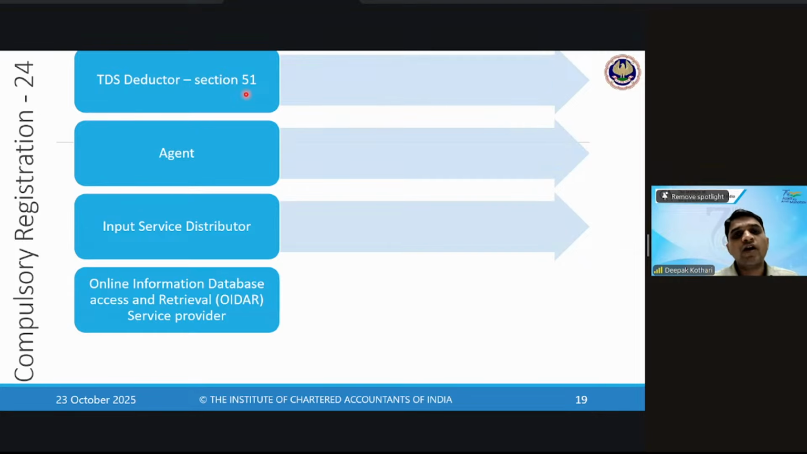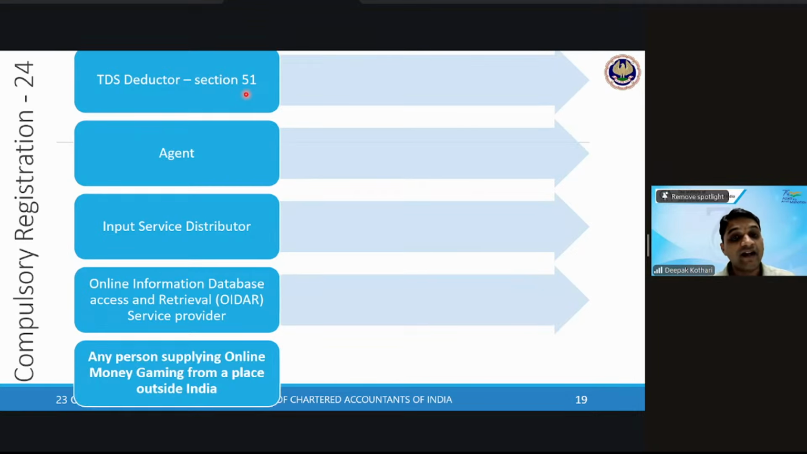Then a person who is providing online information database access and retrieval services. So a person who supplies OIDAR services from outside India, if he's doing any online database, like we had seen this example of Spotify, right? From outside India, providing information to Indian customers. He will have to take compulsory registration. And the last thing, again, this is highlighted in bold because this is also an amendment. Any person who is supplying online money gaming from a place outside India. So online games which are from outside India, there will be a limit within India also, they become e-commerce, so they will have to register. But even if they are registered outside India, still they have to take compulsory registration. Okay.